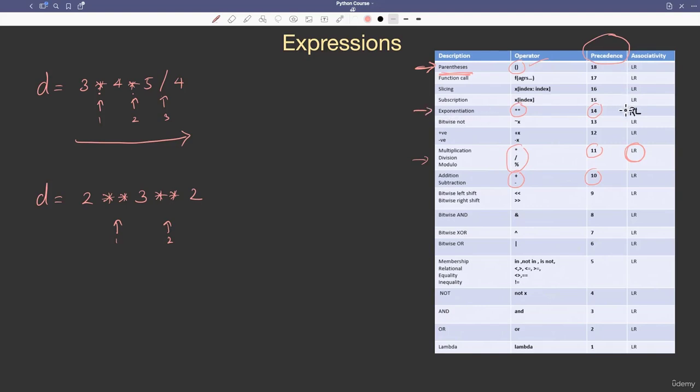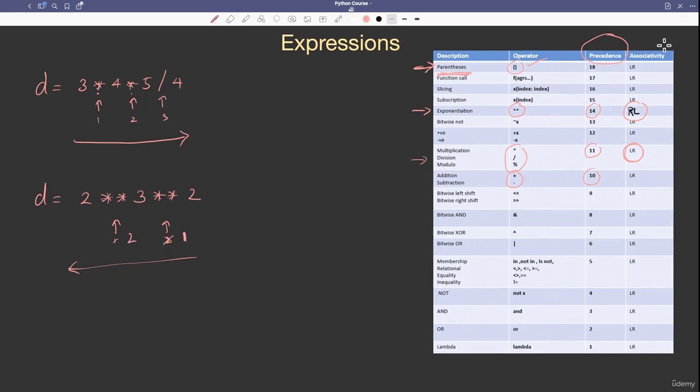Exponentiation, that is for power. What is written here? This is RL, that is right to left. If you read in this column, all are written as LR. Only for power it is written as RL, right to left. So they are executed in this order. This is executed first, then this is executed second. So it is executed from right to left.